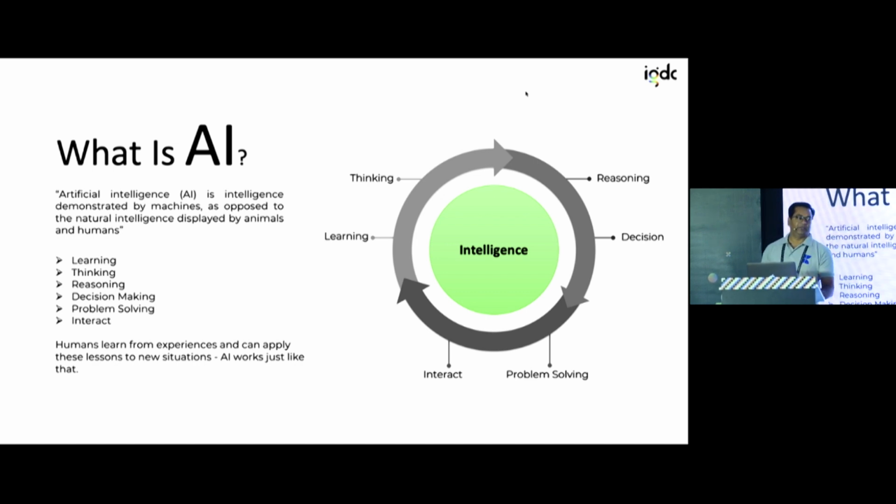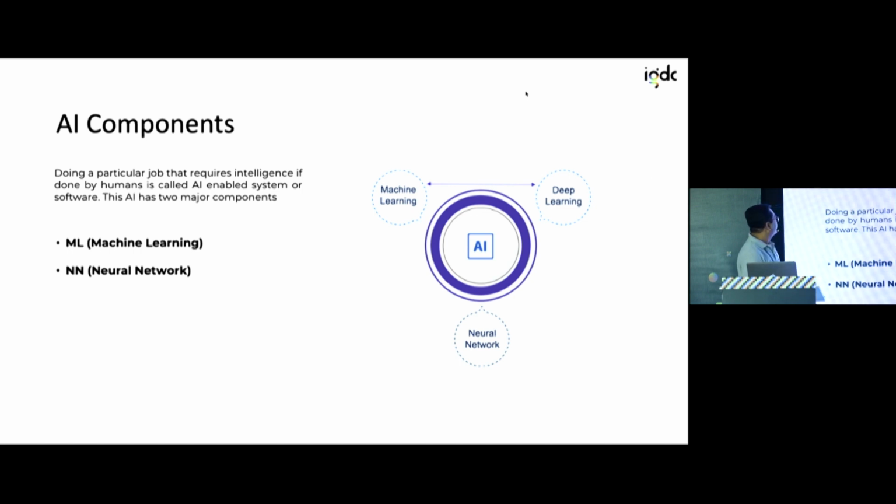AI does exactly the same thing. After building an AI system or software, we feed data to work with an initial logic or algorithm, set the initial logical algorithm to move and work. So I hope it is clear now what AI actually is. And for this topic, I would like to discuss, in some basic terms, AI components. AI basically has two main components. One is machine learning, the second one is neural networks.